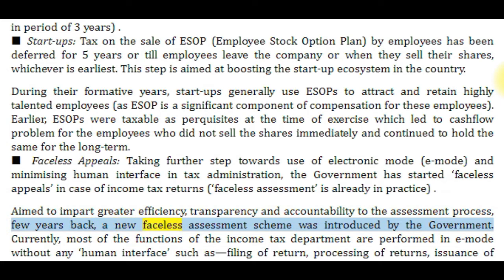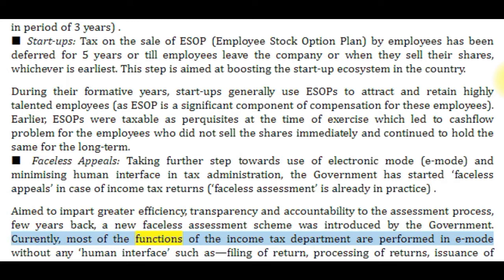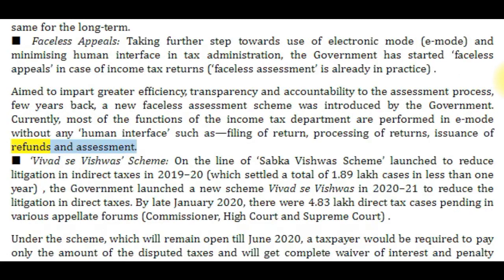A few years back, a new faceless assessment scheme was introduced by the government. Currently, most of the functions of the Income Tax Department are performed in e-mode without any human interface, such as filing of return, processing of returns, issuance of refunds, and assessment.